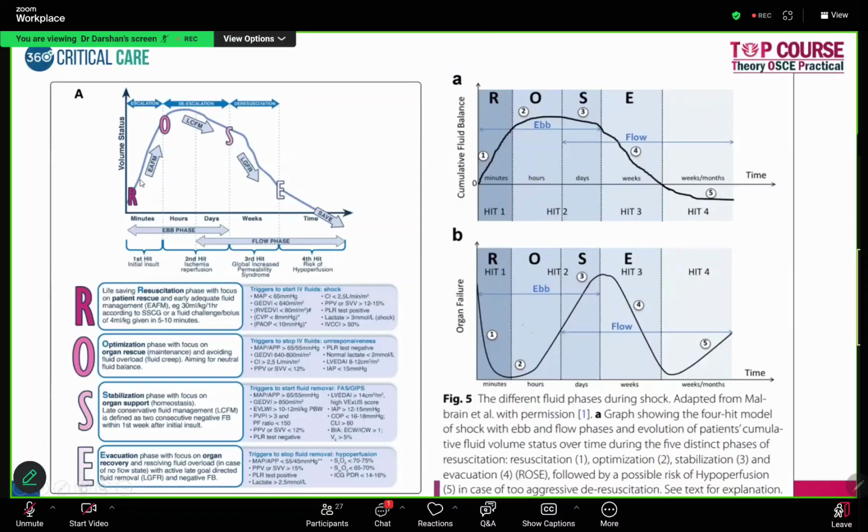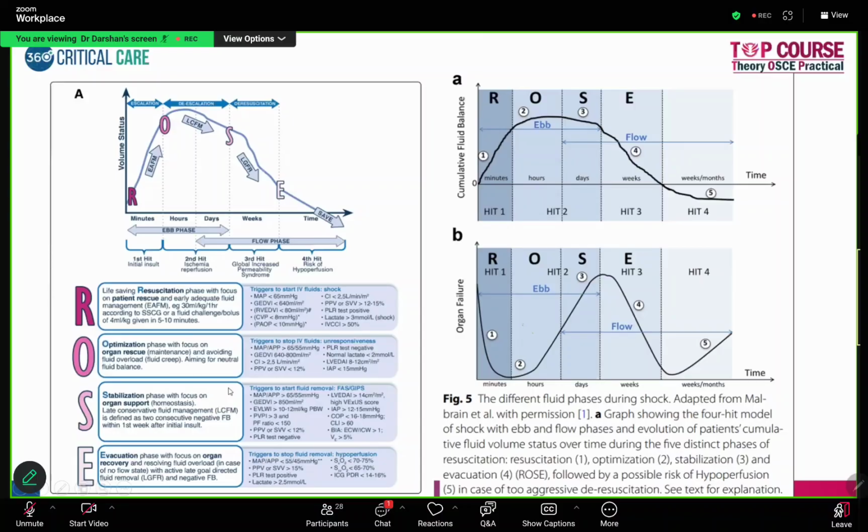X-axis, y-axis. X-axis is time, y-axis is volume status. Initially, in resuscitation, bindas, you can give 30 ml per kg, followed by 4 ml per kg every 5 to 10 minutes. Early adequate fluid management. In the optimization phase, you have to maintain the trigger targets, so there should not be any fluid responsiveness seen. I mean, there should be optimization of fluid targets. Your PLR should be negative and lactate should be normal in optimization.